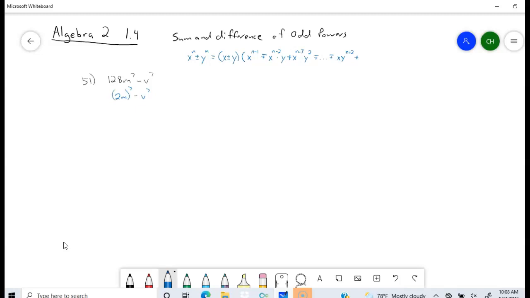And my last term will be just y to whatever it started as minus 1. So just like my first term was x to the n minus 1, or the base of my first one to the n minus 1, my last term will be the base of the second one to the n minus 1. Everything else will just gradually decrease on the first one, increase on the second one. Okay?